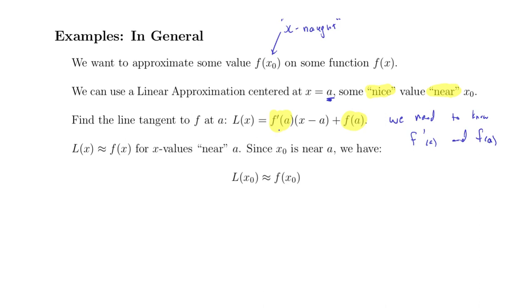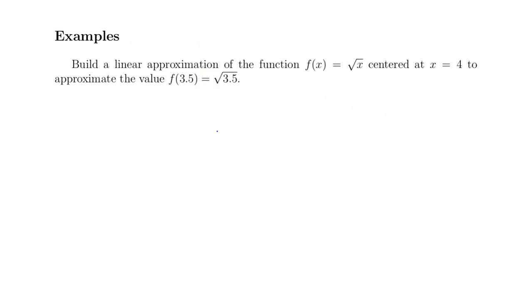Cool. And then again, L of x is approximately equal to f of x for x values near a, but since we picked a to be pretty close to x sub 0, that means that we can use the linear approximation to approximate this value that we want to know. Okay, let's do it. Hopefully this will become a little bit more concrete, a little bit more understandable, when we actually do it.